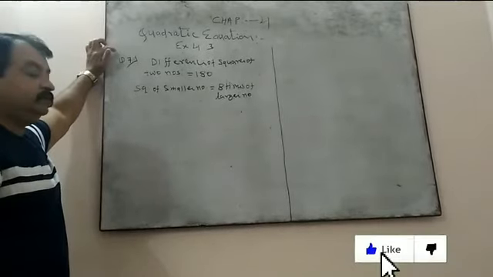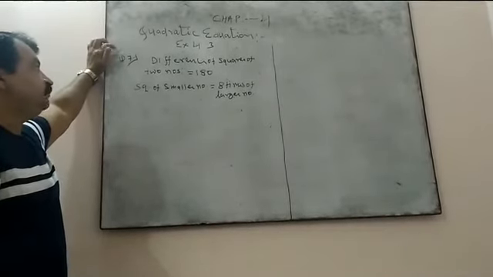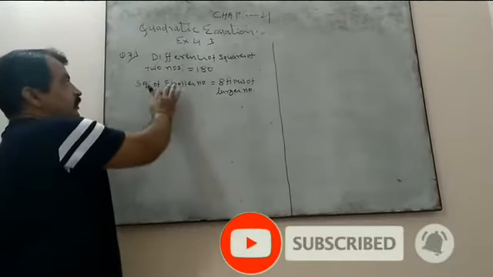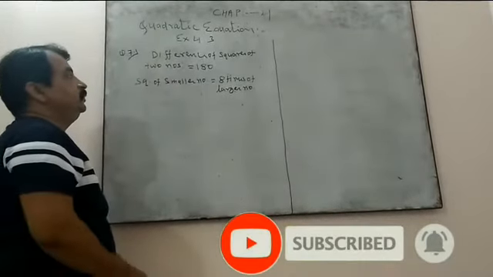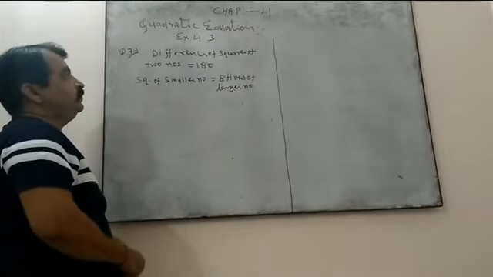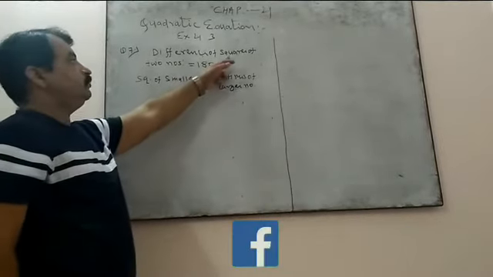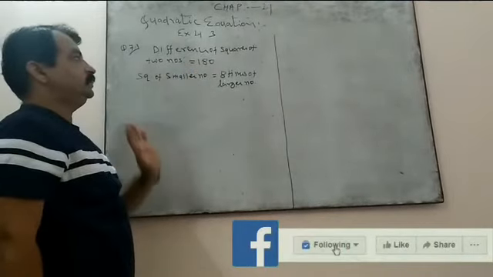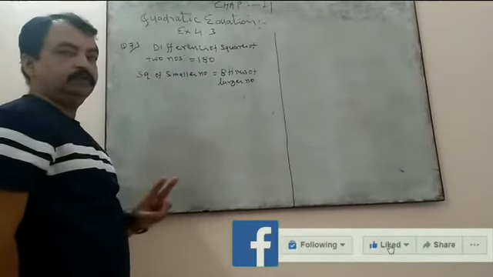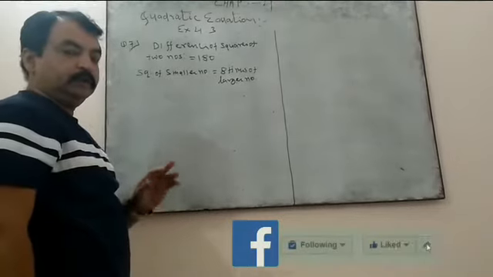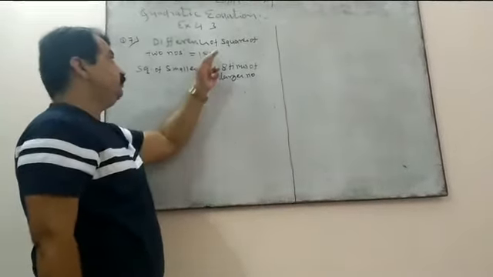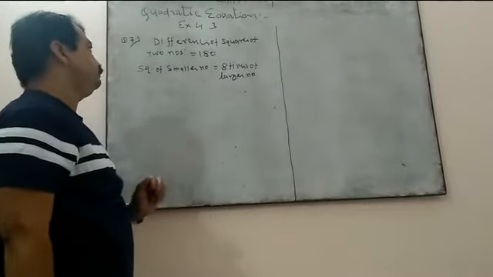The next statement, that is question number 7 for exercise 4.3. The question is like this: the difference of squares of two numbers is 180. There are the two numbers. Their squares difference is given 180, right?